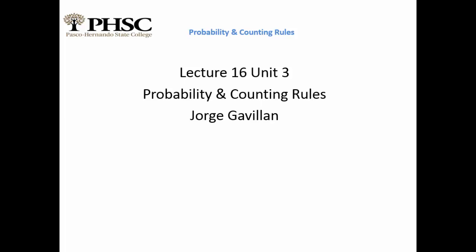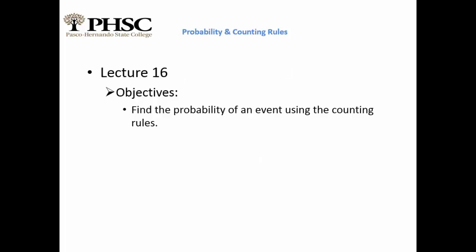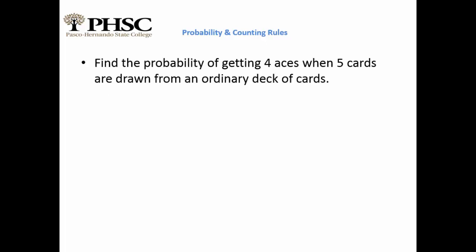My name is Jorge. In this lecture, we're going to talk about finding the probability of an event using the counting rules. Essentially, we're going to be using the combination rules, and towards the end we use a permutation rule. The first example is, let's find the probability of getting 4 aces when 5 cards are drawn from an ordinary deck of cards.